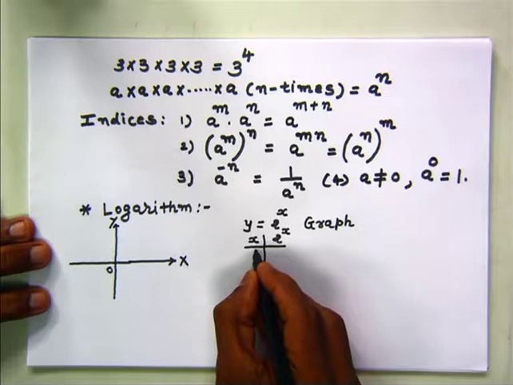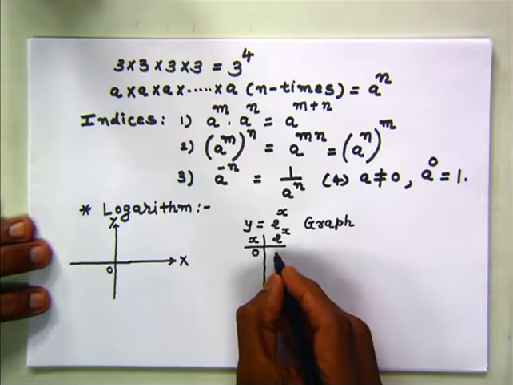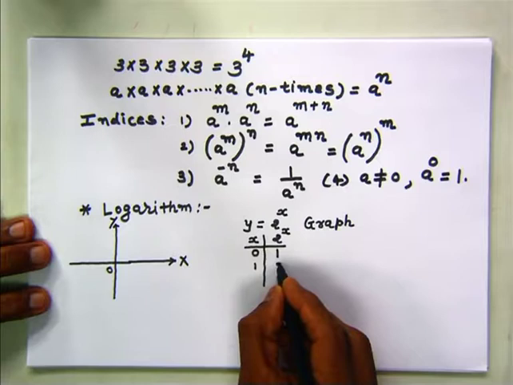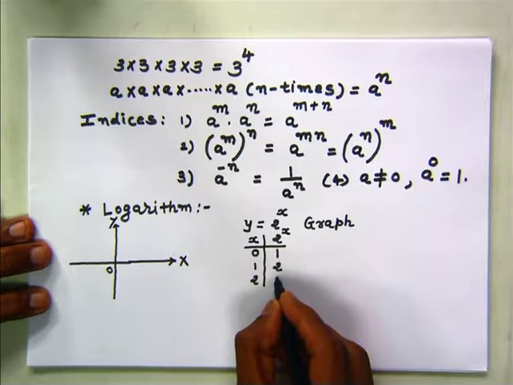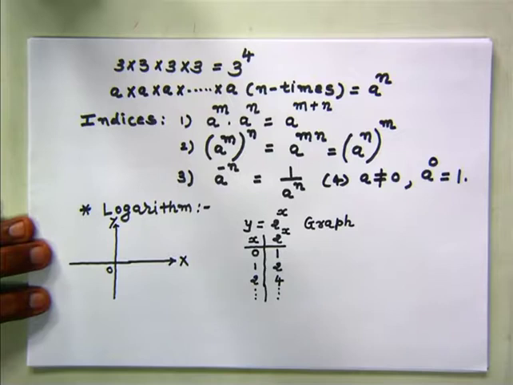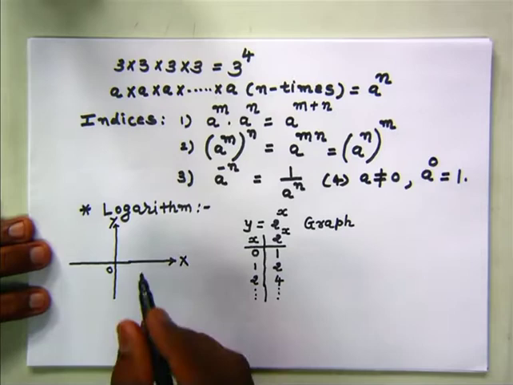I have taken the value of x as 0, for example. 2 raised to 0 is 1, as you all know. Let me take x equal to 1. 2 raised to 1 is 2. Next value 2, it will give 4, and so on. We will be able to have different sets of x and y. And let us draw the graph of this.